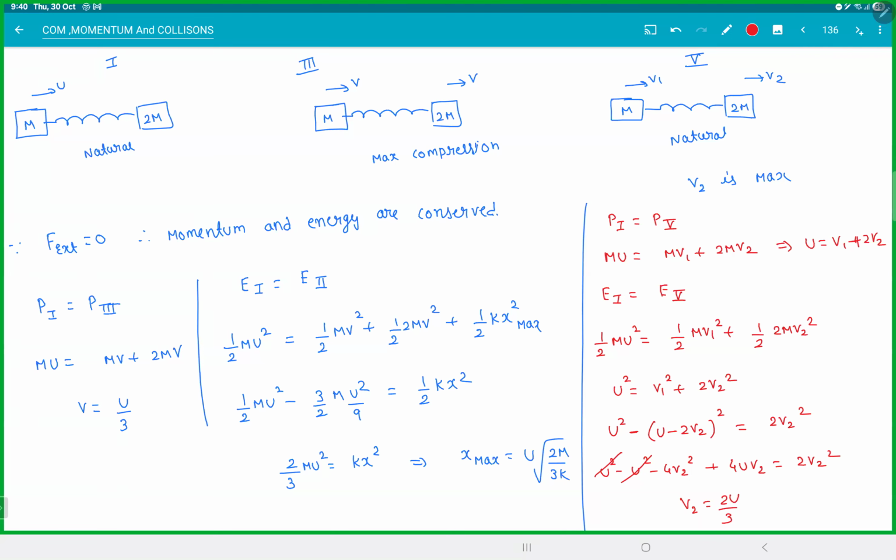Clear the steps, everyone. So the main thing is to realize where you get the maximum speed, where you get the maximum compression. Without knowing that, you will not be able to solve. Clear? Any doubts on this? The block will be going opposite to its original direction, the other block will go in the opposite direction. Yes.